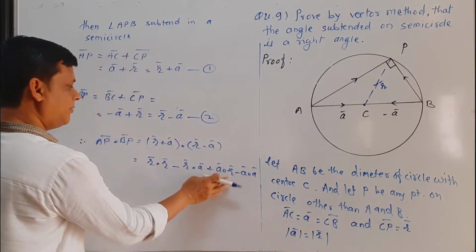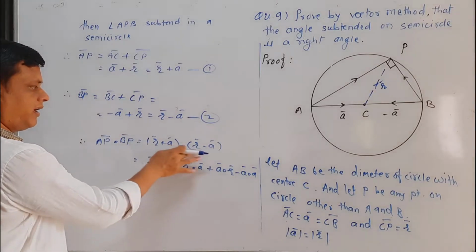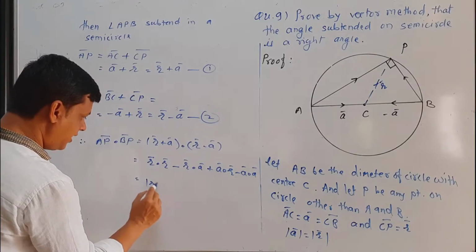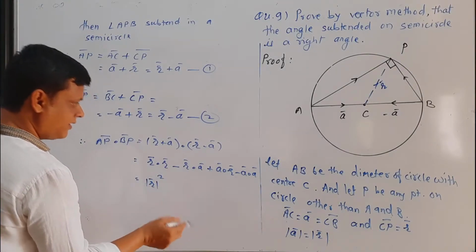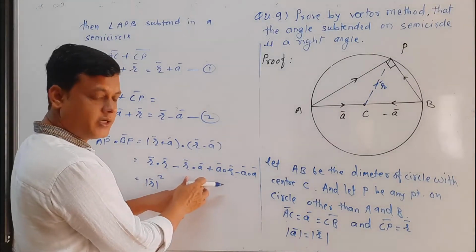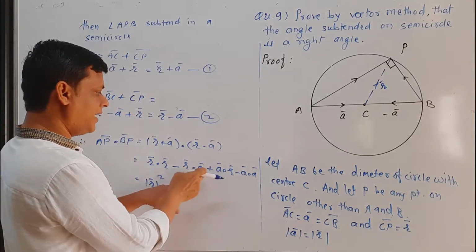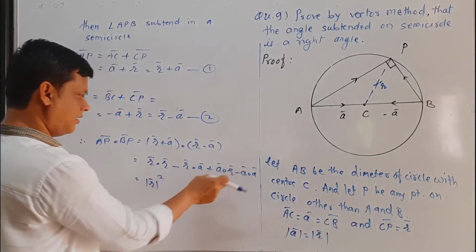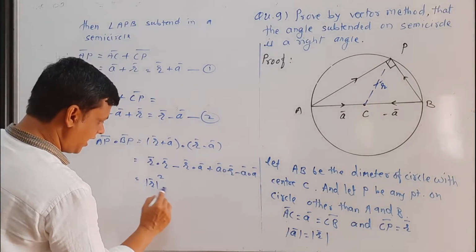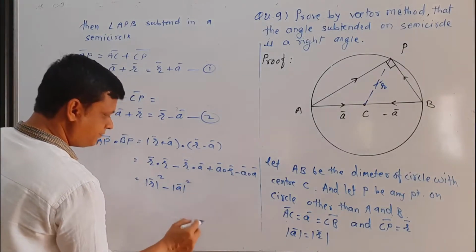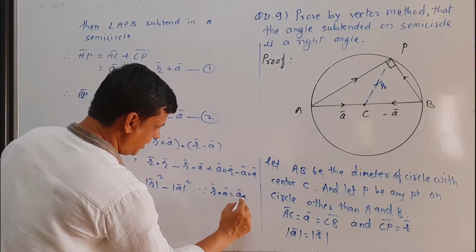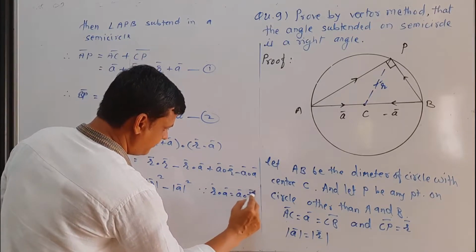Now we multiply these two brackets and take the dot product between them. So R bar dot R bar can be written as magnitude of R bar square. Dot product is commutative, so we write this R bar dot A bar as A bar dot R bar. So this term cancels with this third term. So we write here directly minus A bar dot A bar, since R bar dot A bar is equal to A bar dot R bar.